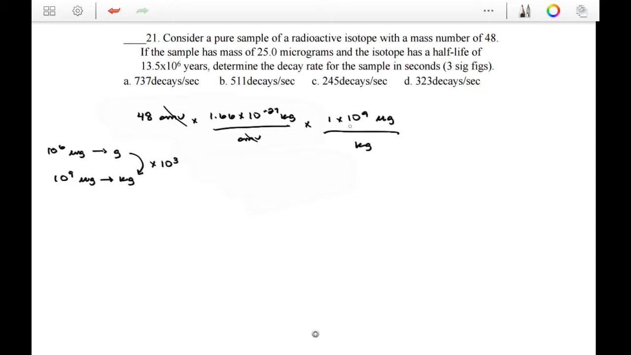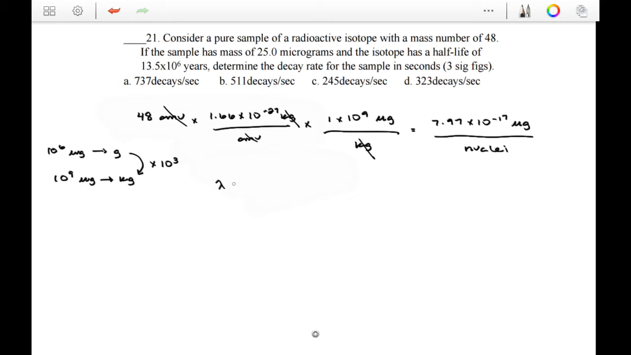So here's our final conversion, because once we multiply these values across, we'll have our answer for micrograms per nuclei, and this will give us 7.97 times 10 to the negative 17 micrograms per nuclei. This is only the first step, because now we need to use the equation to solve for the decay constant, and you'll see that in just a second.